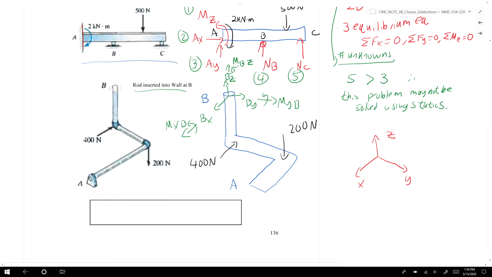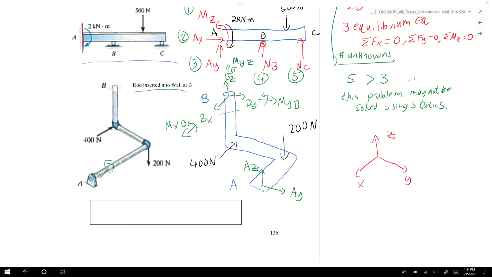At A we have a journal bearing. A journal bearing can move along this axis and can rotate about that axis as well, but every other motion would be restricted. But since it's connected at another point, we do not have to include the couple moments. So we'll be left with A_y and A_z. That is our free body diagram for this system.